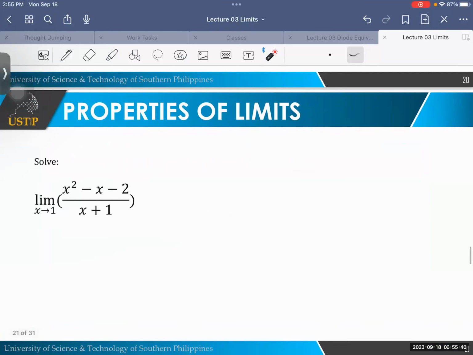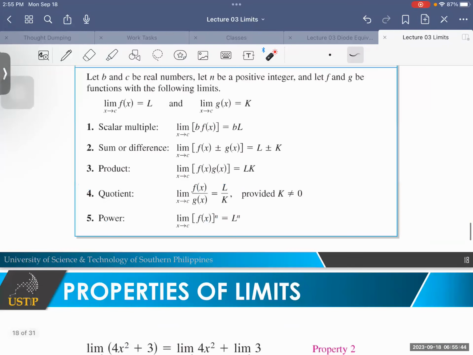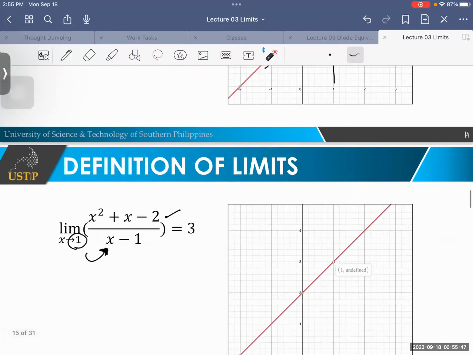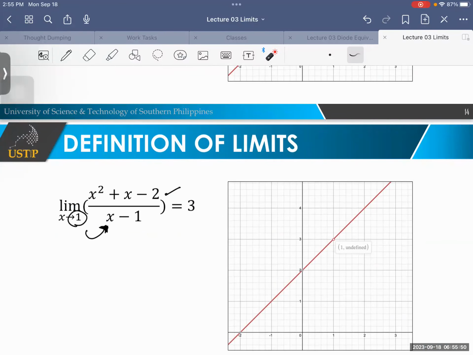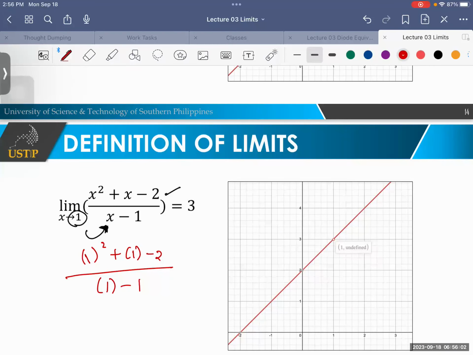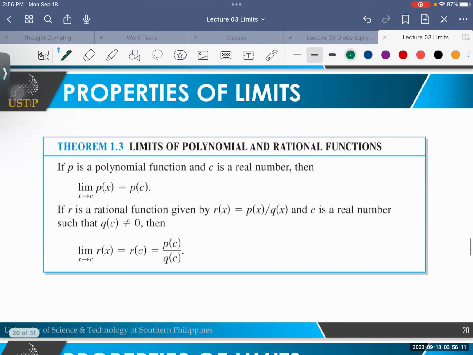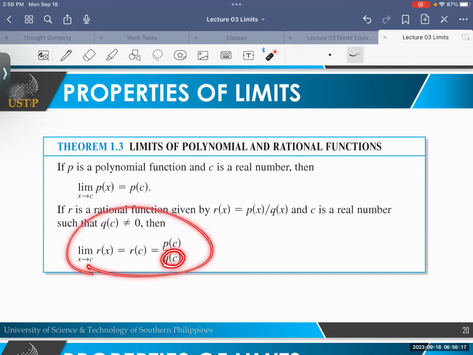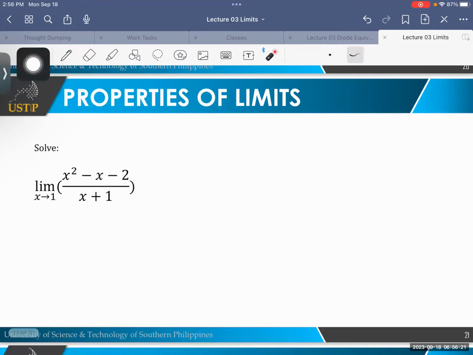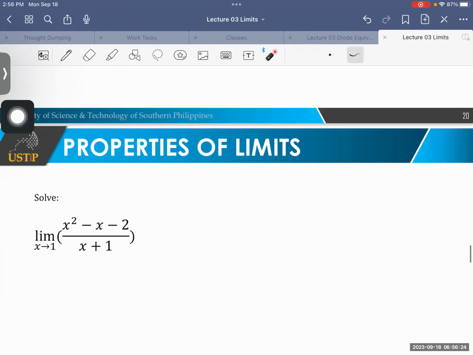Okay, so let's have an example. Kanina class, dili na ma-substitute ang 1 because mahimo man na siyang 0. So it will become undefined. Dili ni ma-apply ang theorem because it will yield a value of 0 sa imong Q of C. But here class, example of a rational function where you can just directly substitute the value of your C.